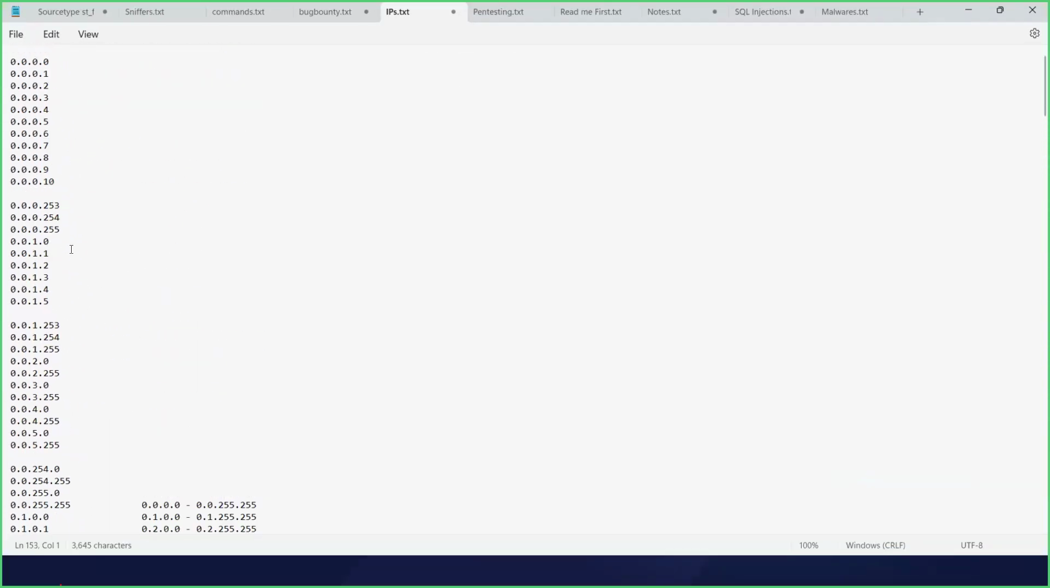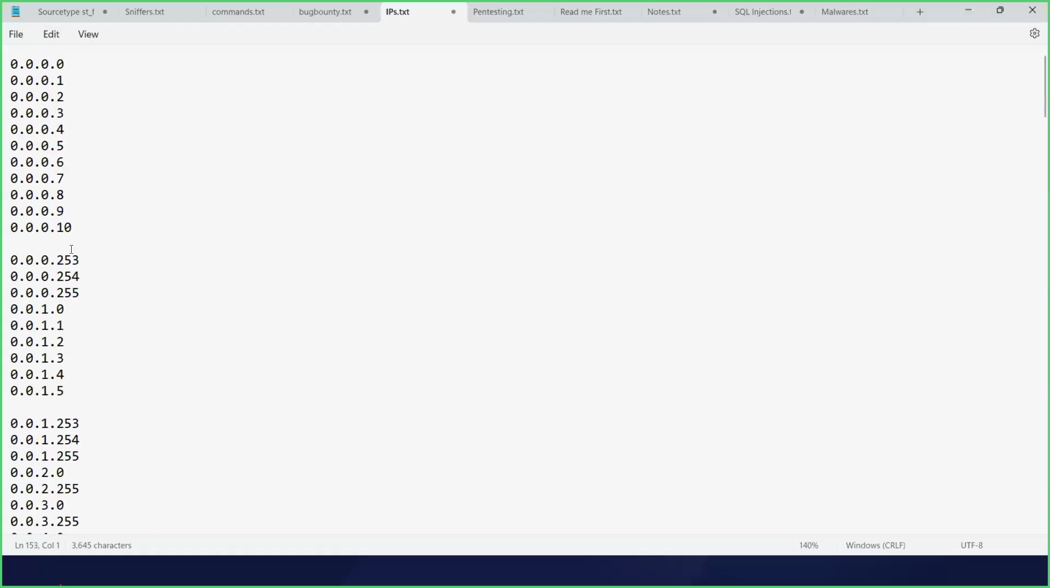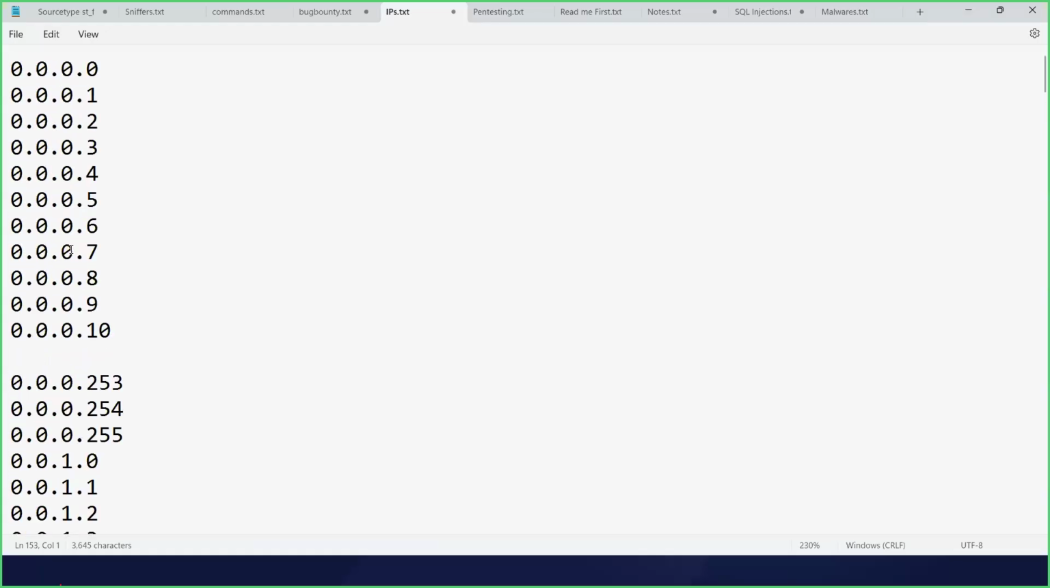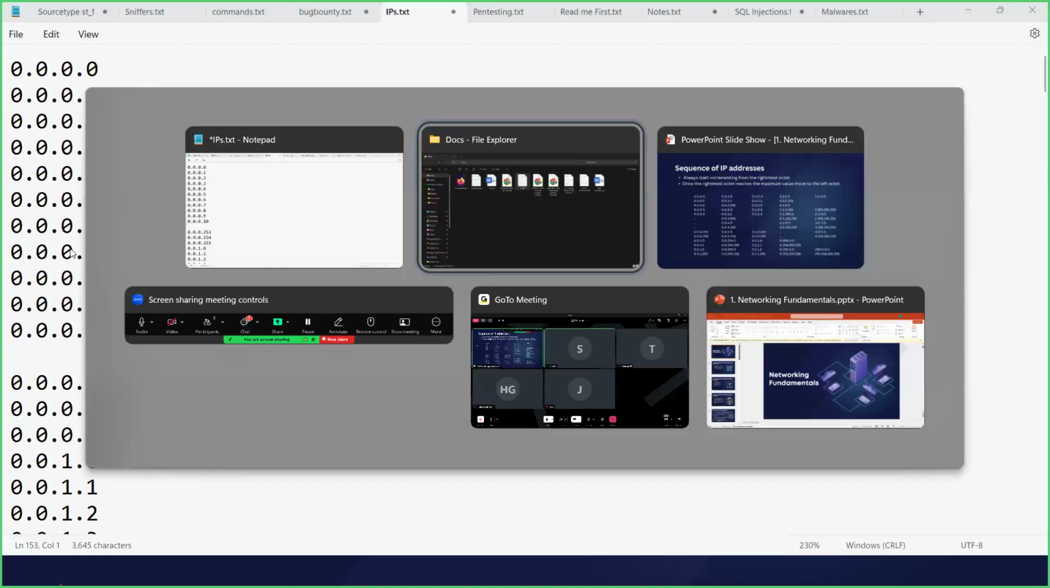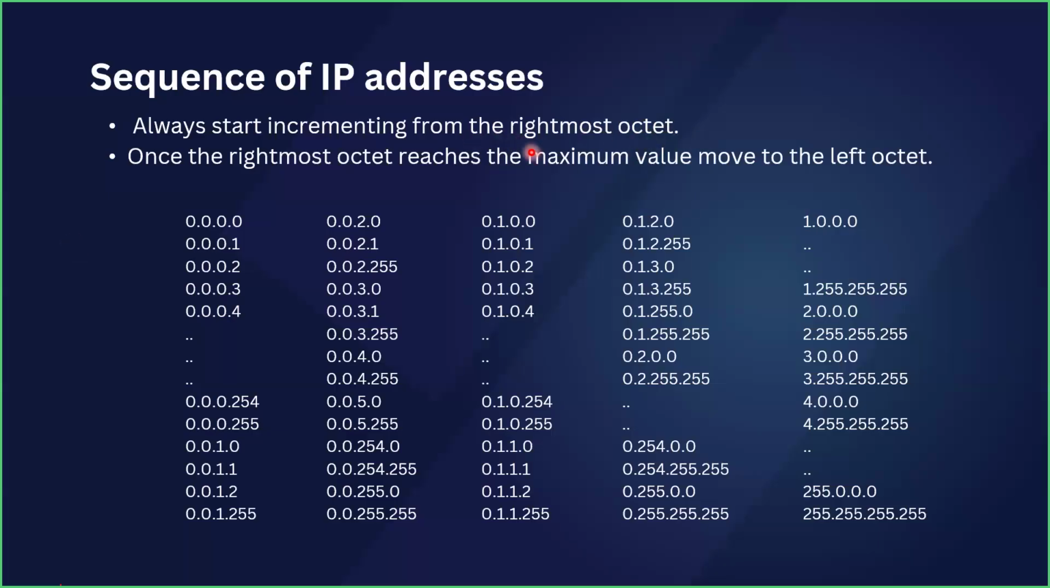Now, to understand the sequence, guys, there are two simple rules. Okay. Rule number one is you always start with the rightmost octet. Okay. So you always start with the rightmost octet. That's rule number one. Important rule to remember.